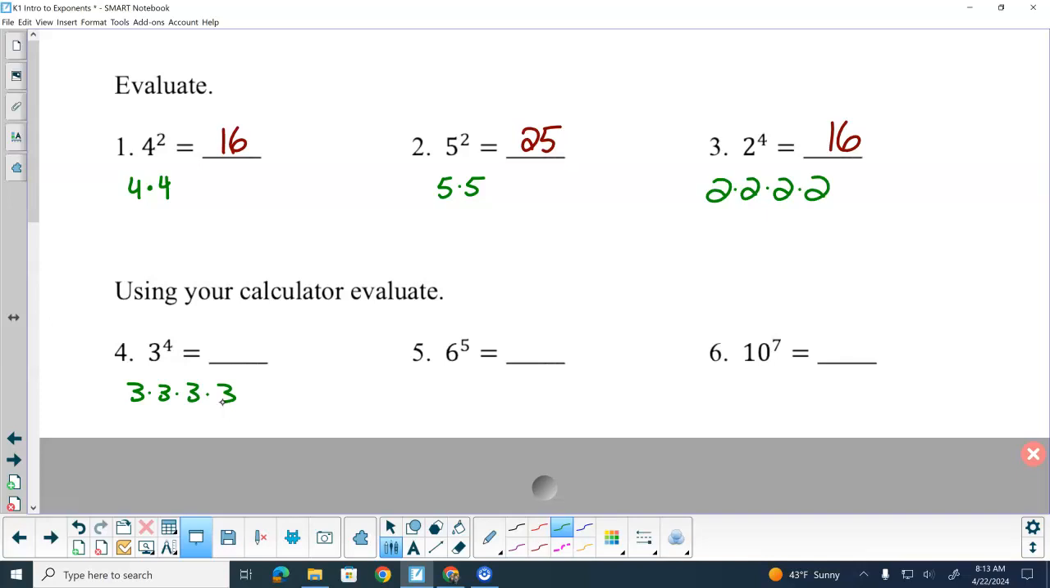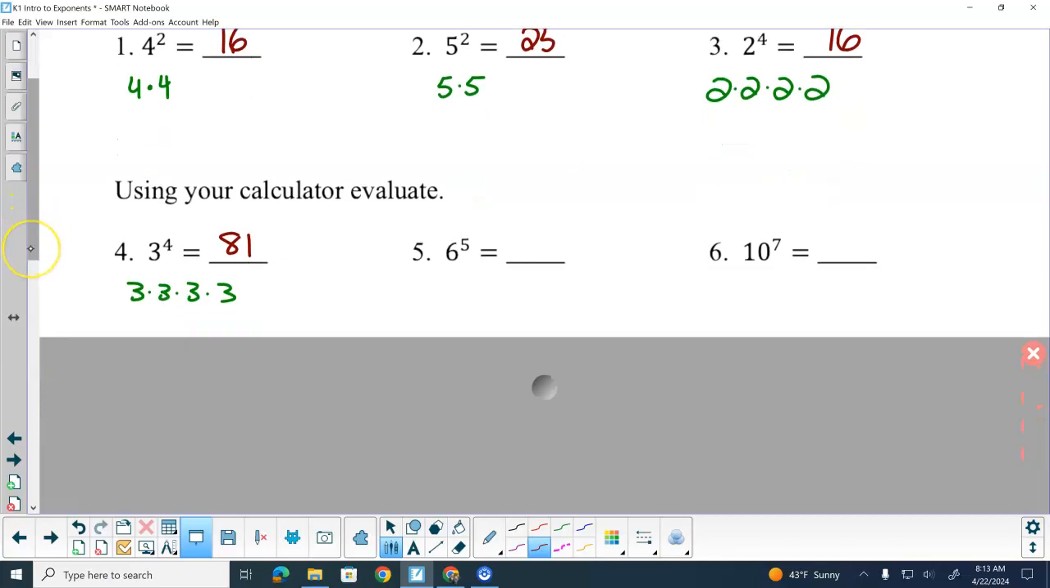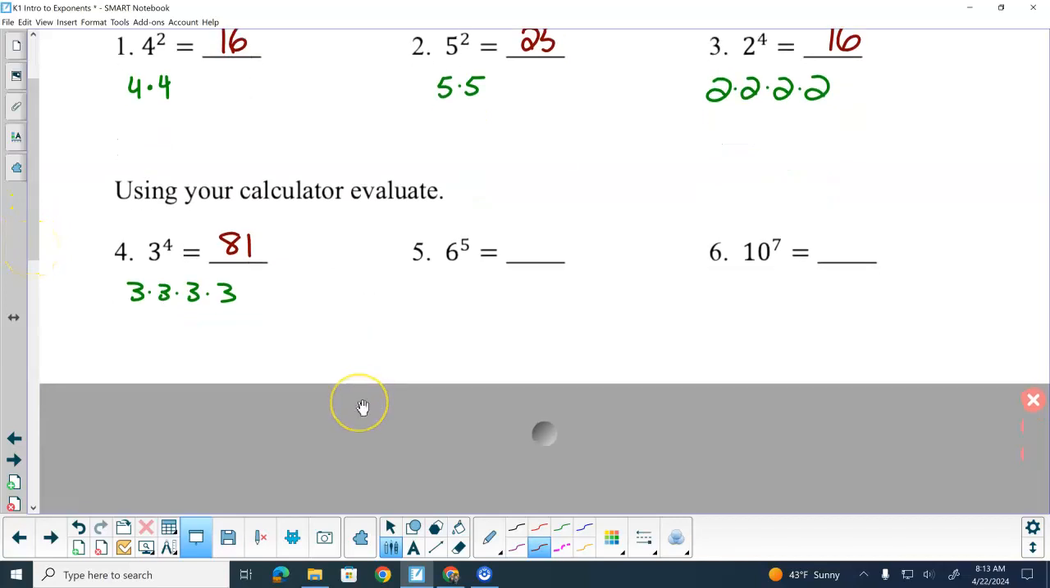What did you come up with, bud? 81. Yep, exactly. And like I was just telling Anita, we could have also done this as 3 times 3 is 9, 3 times 3 is 9, 9 times 9 is 81. Okay. Why don't you get a chance to do 6 to the 5th power?